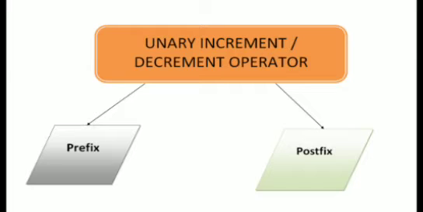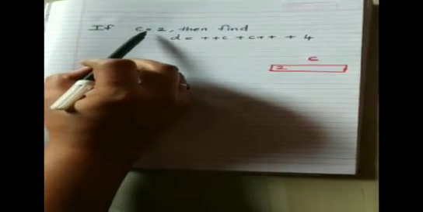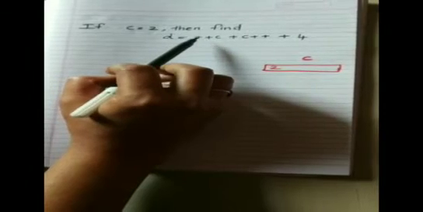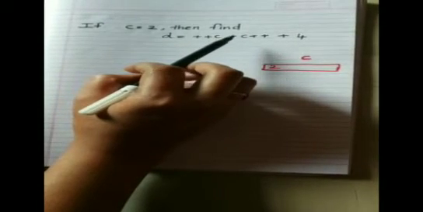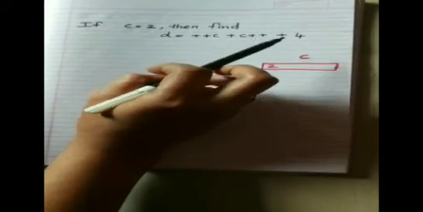So you know, unary increment and decrement operators are divided into two, as I told you in the video, that is prefix and postfix. Now we will see some examples of how we have to use them. Example: if C is equal to 2, then find D is equal to ++C + C++ + 4.